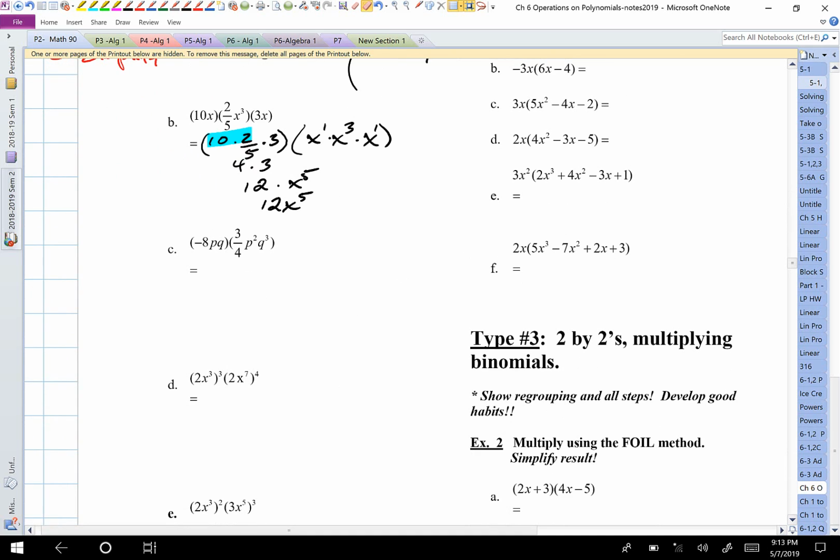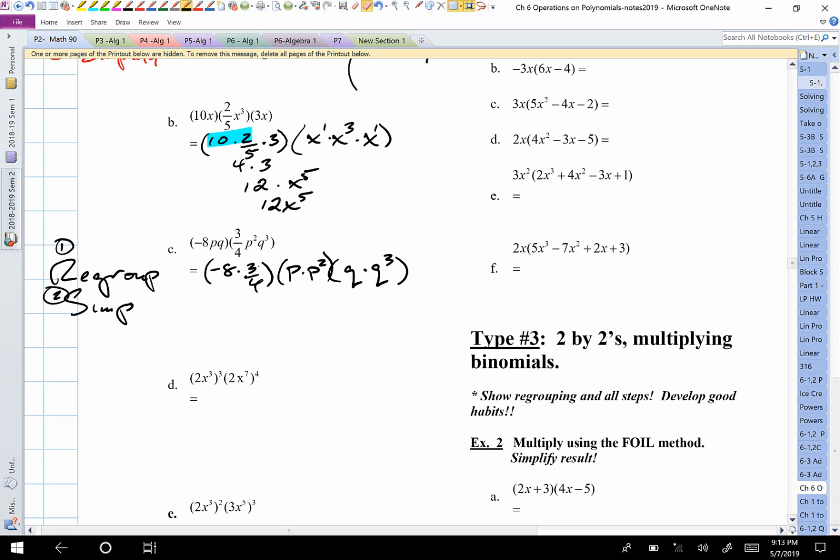All right, let's just get some practice. Now, if you have more than one variable, you do the same thing. You regroup the like terms. So negative 8 times 3/4 is the first group. p times p squared, second group. Third group is q times q to the third. So notice that I regroup like terms. Step 2, simplify. It's a simple two-step process.